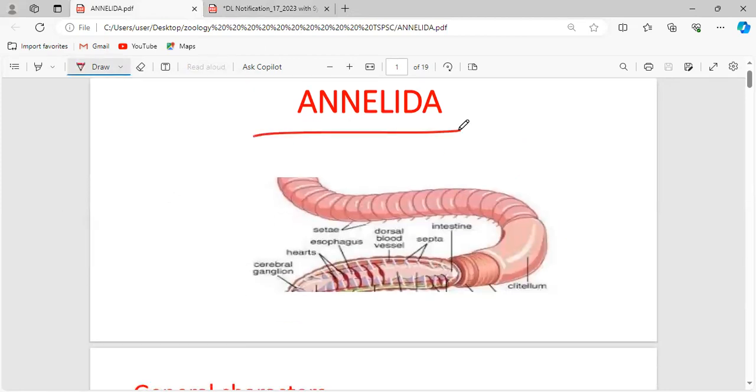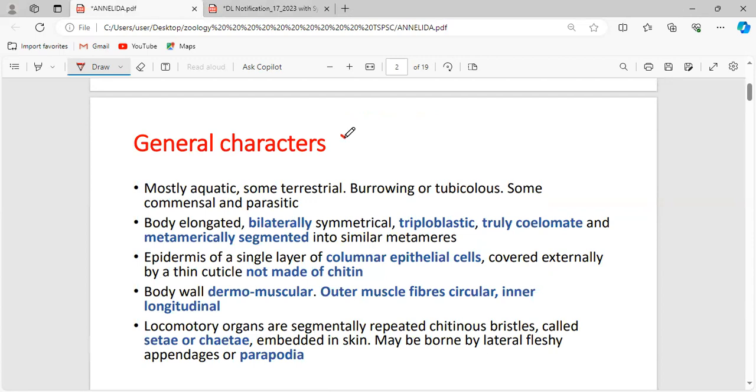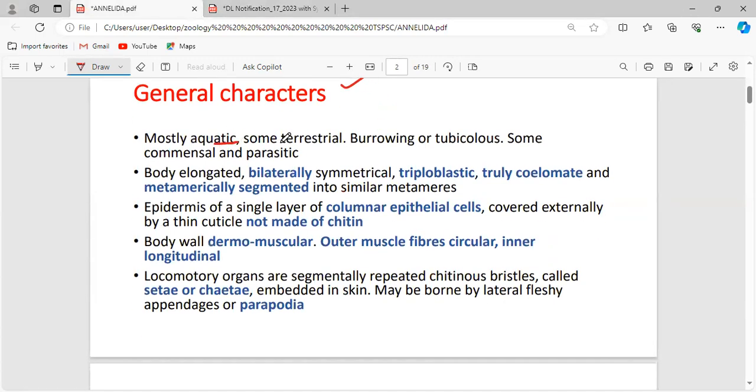The best example for Annelida is the earthworm, Pheretima. And from the phylum Annelida, the unique concept we have to focus on is metameric segmentation. The process of segmentation starts only from the phylum Annelida. So the general characteristics: mostly they are aquatic, some terrestrial, burrowing, or tubicolous, and some commensal or parasitic in nature. You know the meaning of parasitic and commensal.